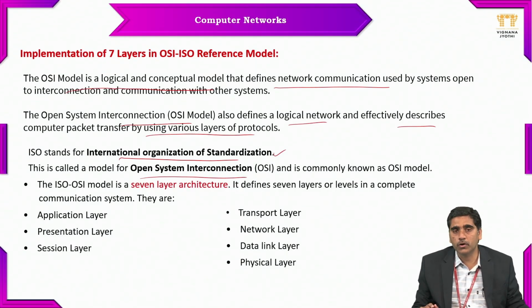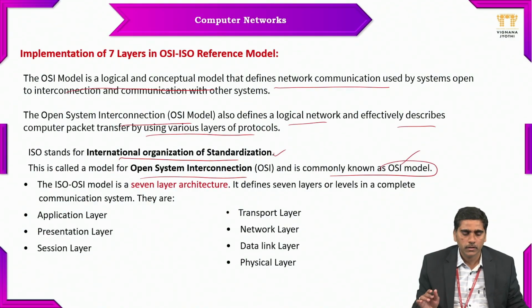This is called the model for open system interconnection and is commonly known as the OSI model. We can call it the OSI model, ISO OSI reference model, network communication model, or data communication model. We can call it in a number of ways. This ISO OSI model is a 7-layer architecture. It defines 7 layers or levels in a complete communication system.